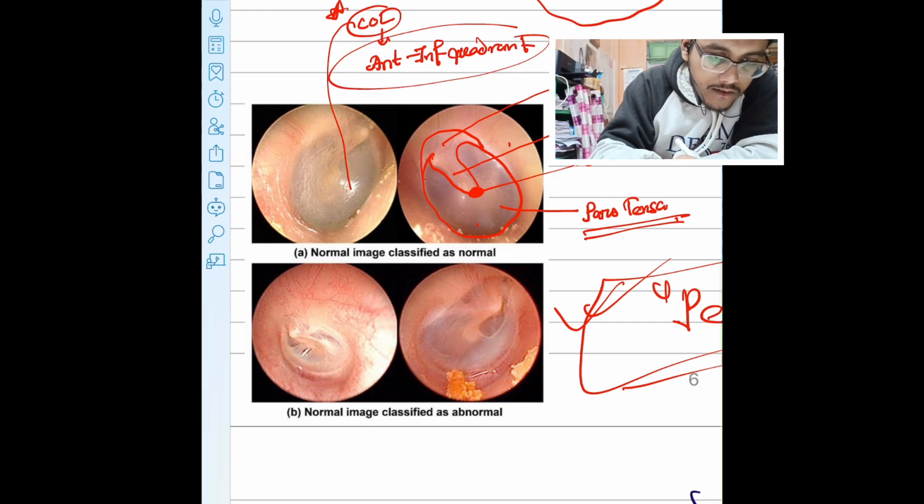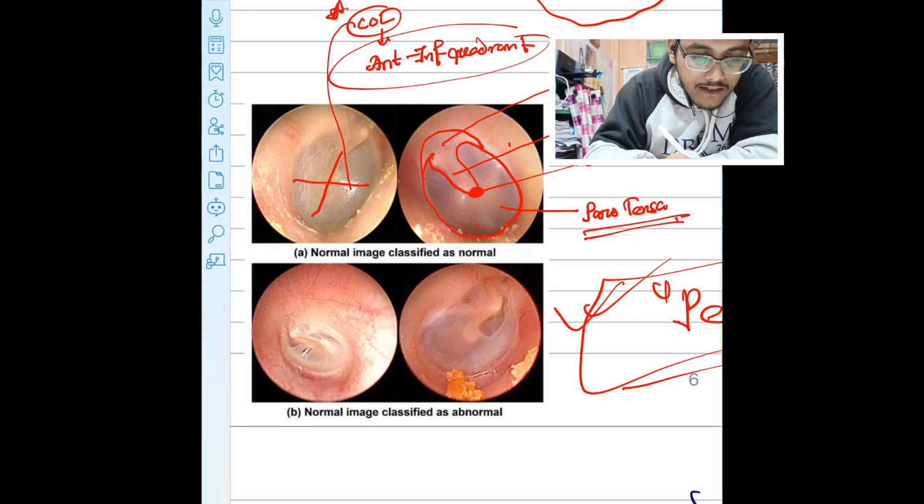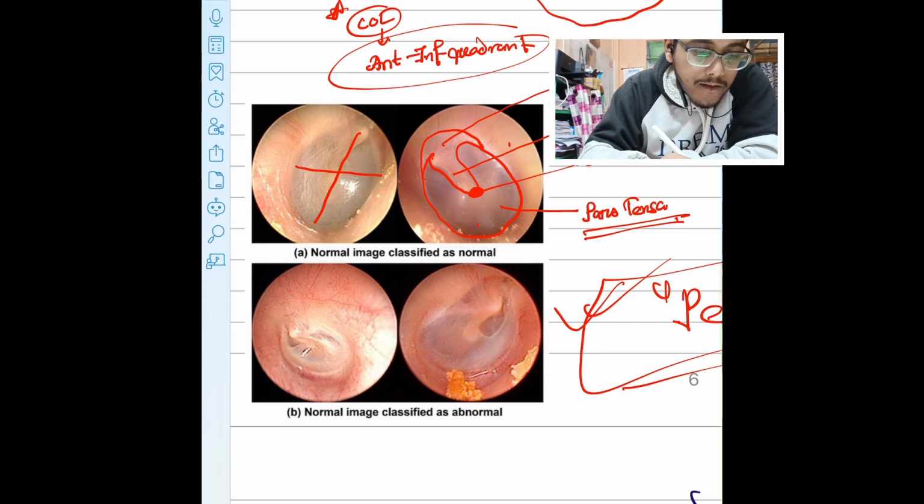If we divide the pars tensa into 4 quadrants, this is anterior, this is posterior, inferior, superior, the cone of light will always be in the anterior inferior quadrant. Fine, that is an exam question. Clear?